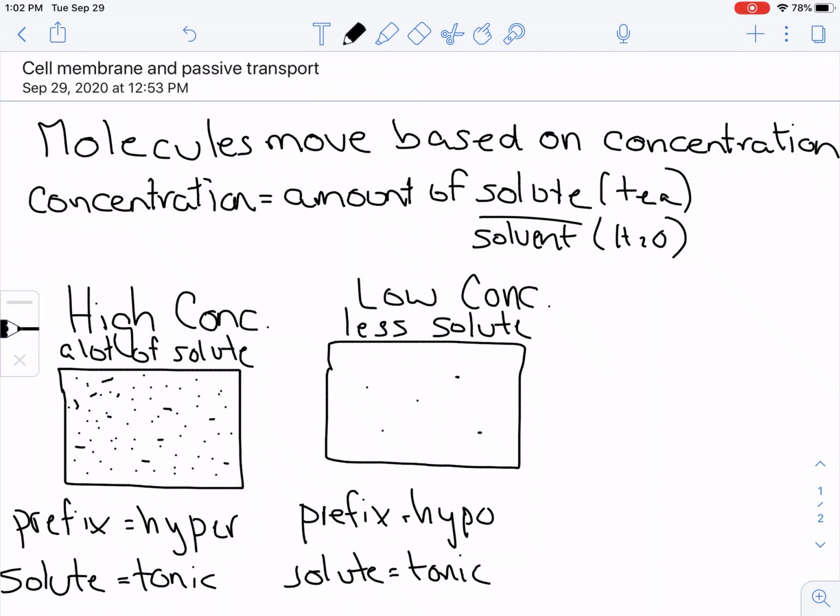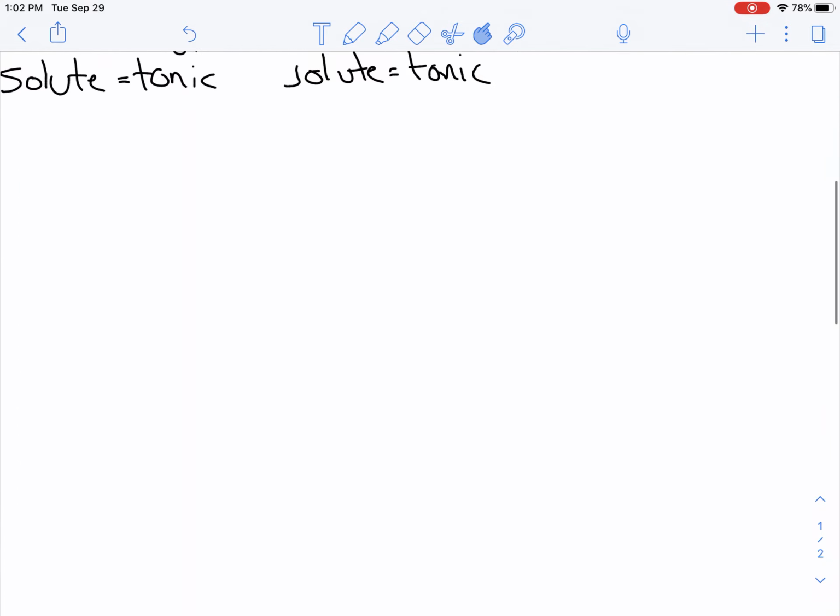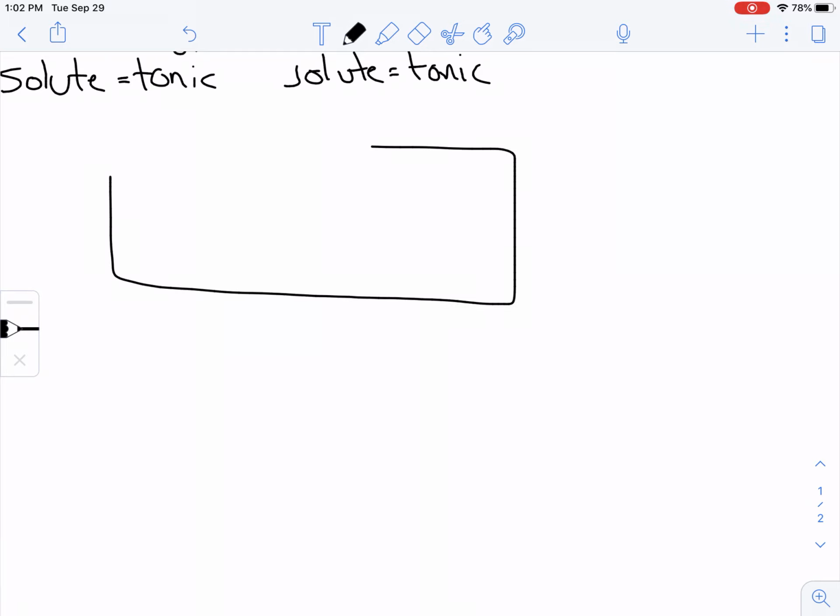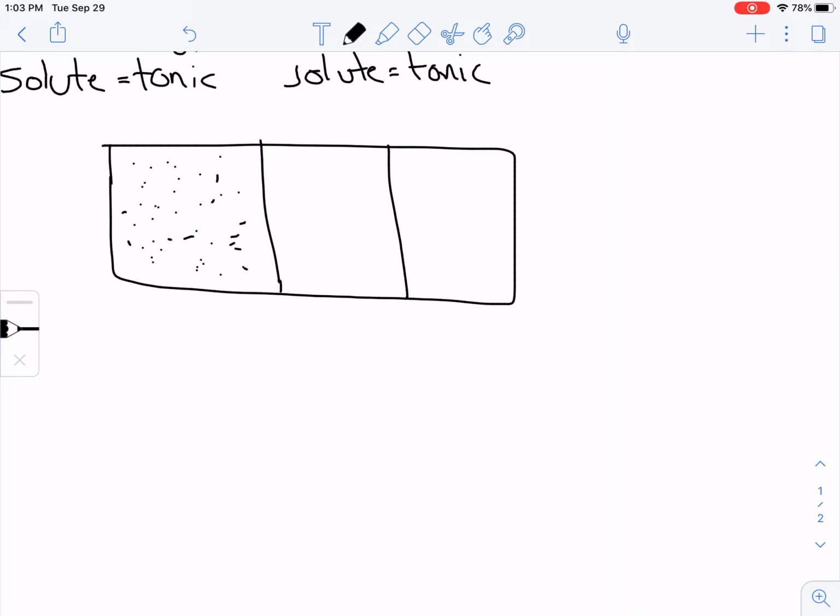The thing you have to keep in mind, though, is that it is always a comparison. If I drew something, let's say I have a solution that has this much.